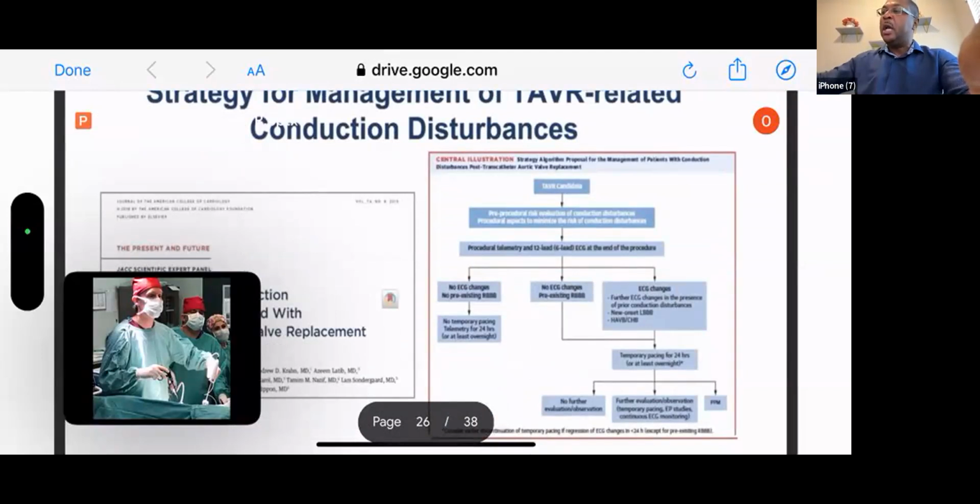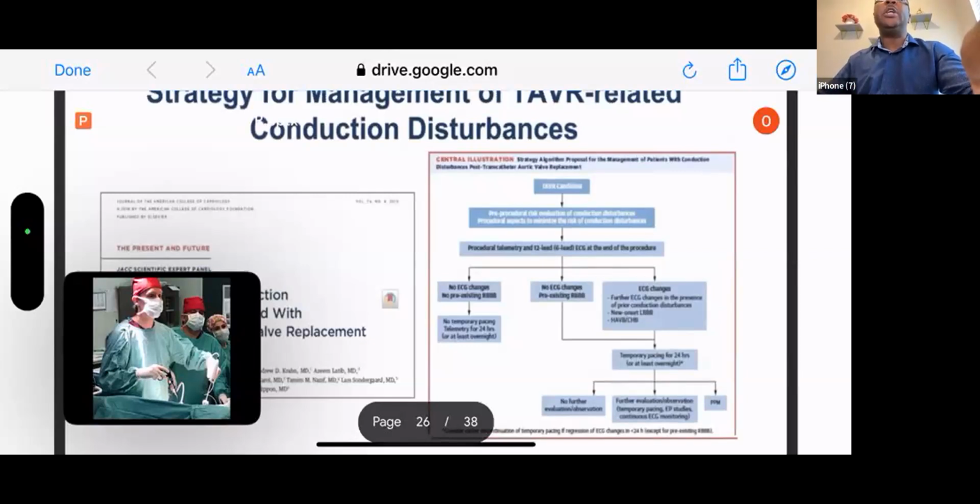So what we do is, before we start the procedure, we get arterial access, usually through the common femoral artery. We also get a venous access and put a temporary pacemaker before we put in the TAVR. If a patient did not have any ECG changes after the TAVR and also did not have a pre-existing right bundle branch block, we remove the temporary pacemaker just before the patient leaves the procedure room.